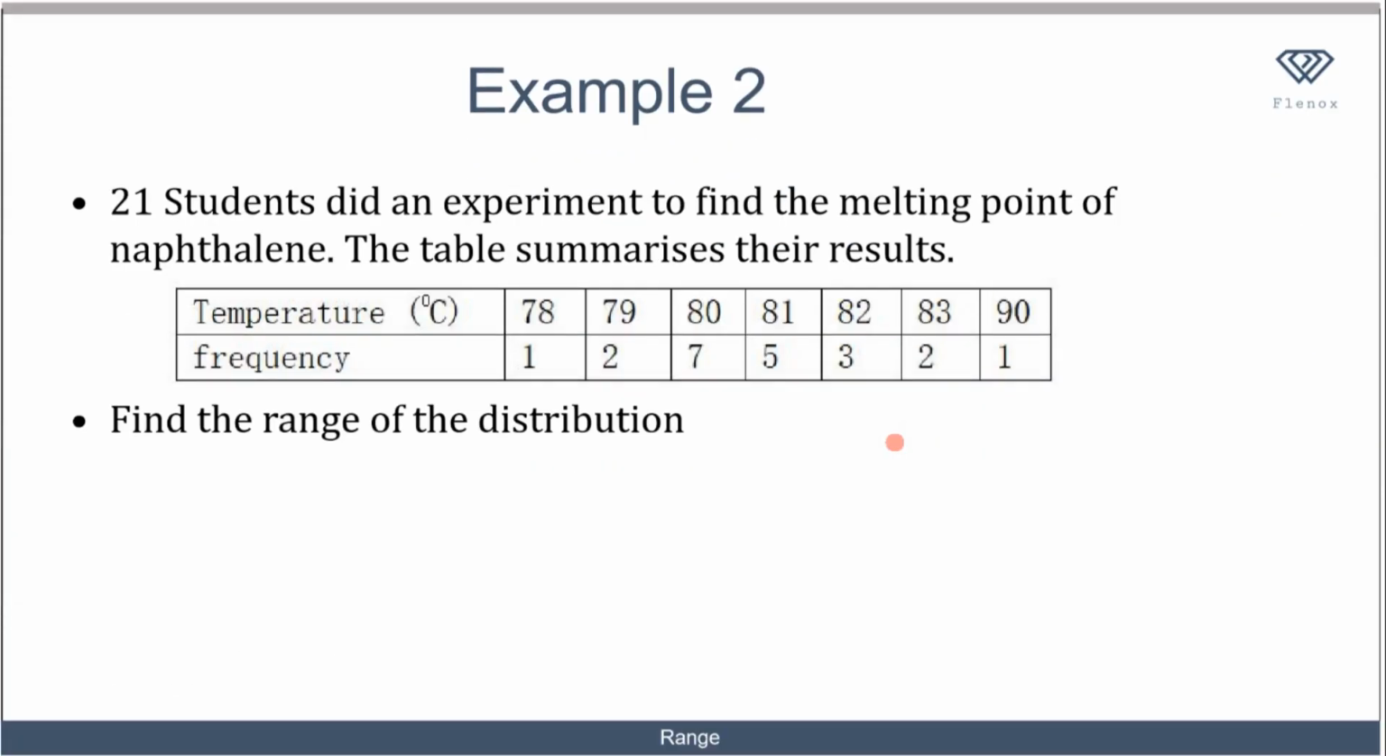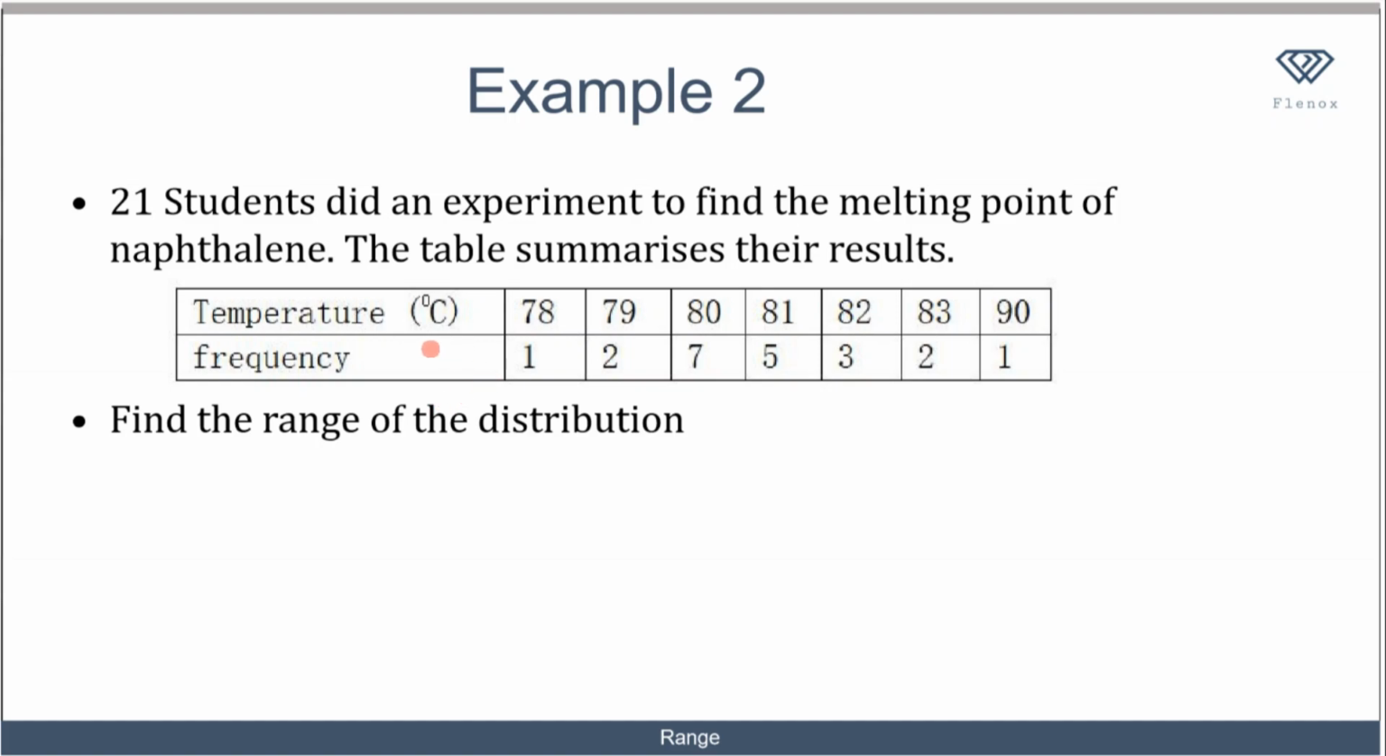Let's take a look at another example. In this example, we are told that 21 students did an experiment to find the melting point of naphthalene. The table summarizes their results. We see here that one student got 78 degrees Celsius as the melting point of naphthalene, two students got 79, all the way up to one student that got 90 degrees Celsius. So we want to find the range.